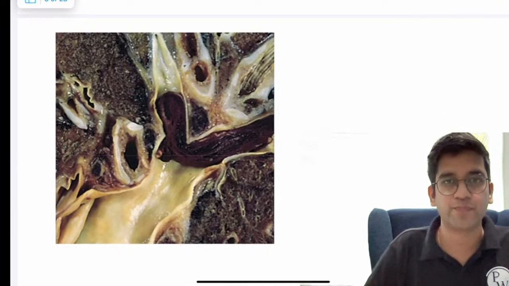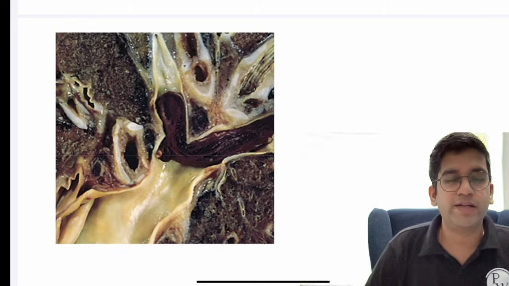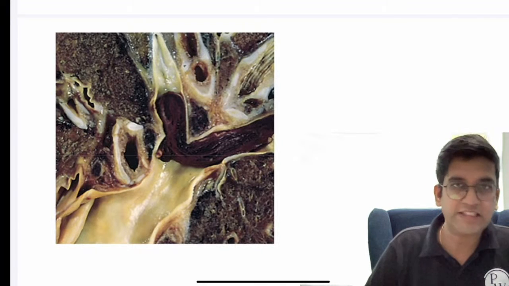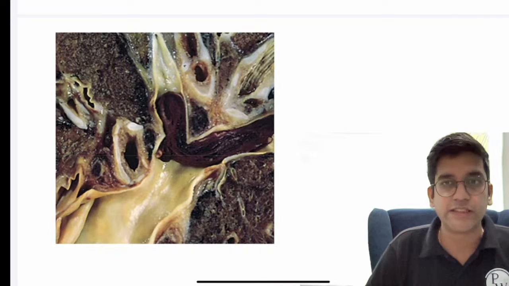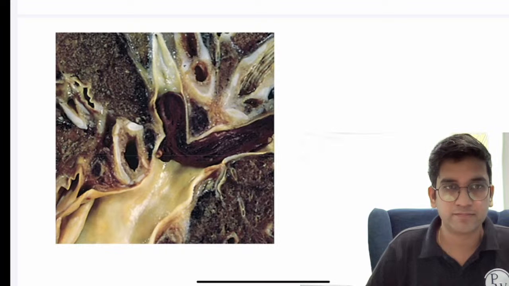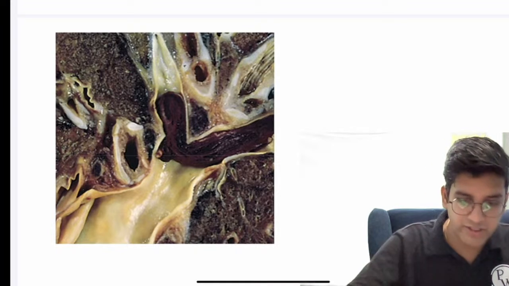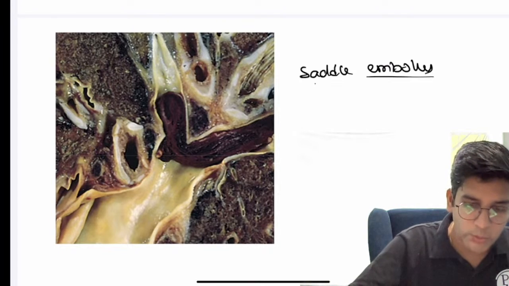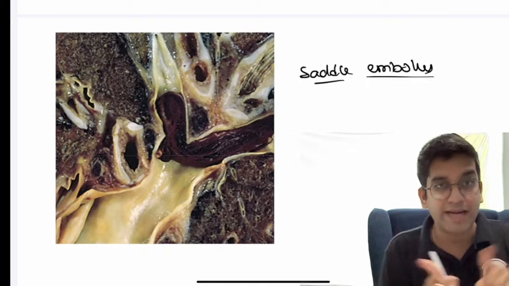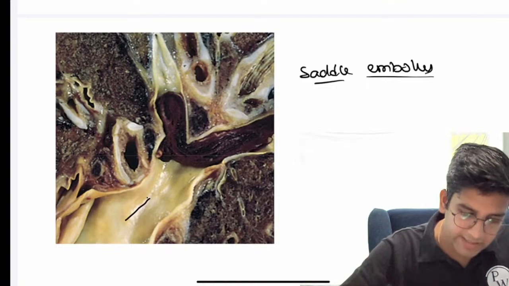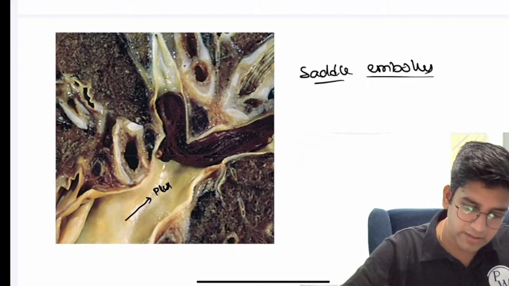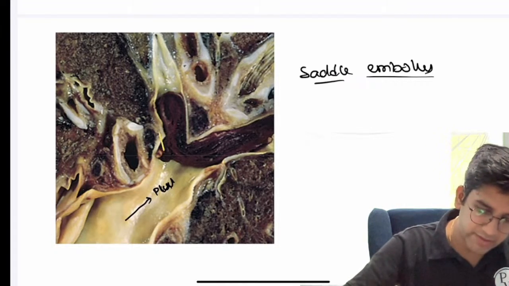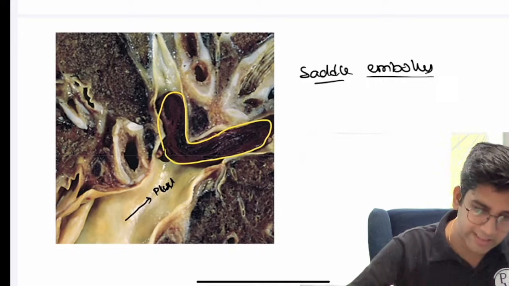Diagnosis, spotter. This patient came to the OPD with a sudden collapse. This is a postmortem finding of a lung. Great, Jane. That's a classical example of a saddle embolus. Saddle embolus is something which obstructs your main branch of the pulmonary artery. This is your pulmonary artery which is being separated, and that's your embolus here. It's stuck here like a saddle, so it's called a saddle embolus, right?